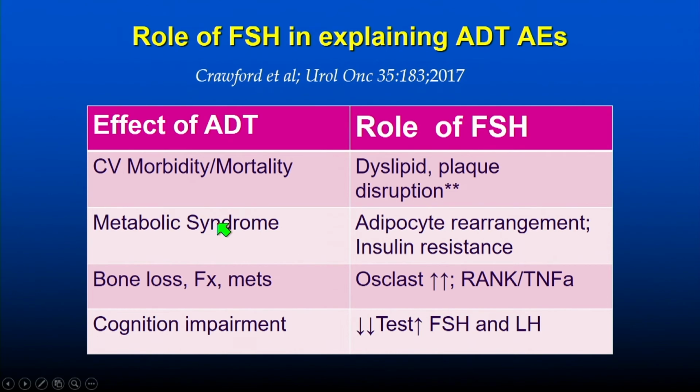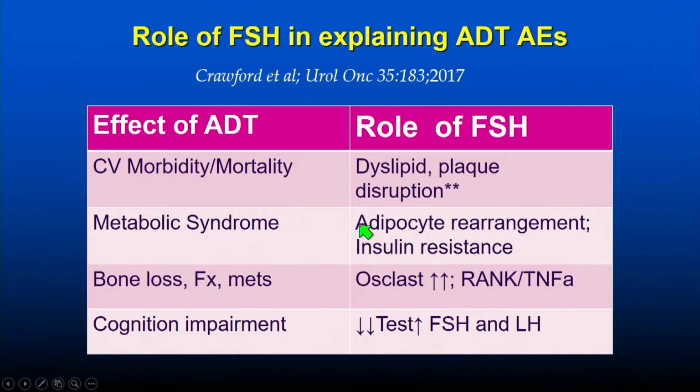So if one takes a look at the effect of androgen deprivation therapy, which will be the subject of subsequent talks, on cardiovascular morbidity and mortality, FSH has clear-cut roles in dyslipidemia, plaque disruption, and plaque formation. So whether or not the role of FSH is potentially being modulated as a means of affecting cardiovascular morbidity and mortality is certainly out there. And I think there'll be other discussions tomorrow on cardiovascular roles of androgen deprivation therapy. In terms of the metabolic syndrome that can occur following ADT, FSH has a definite role in adipocyte rearrangement and causing insulin resistance. In terms of bone loss, fractures, and metastatic disease, FSH causes an increase in osteoclast activity, and that's mediated through the RANK ligand and TNF-alpha.